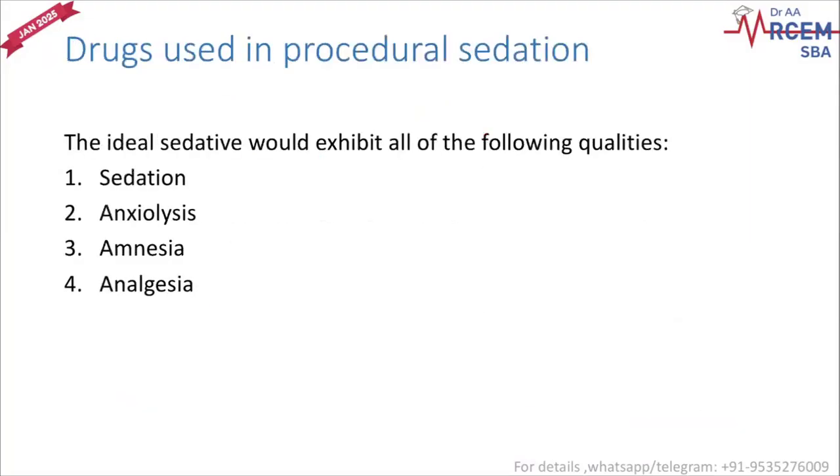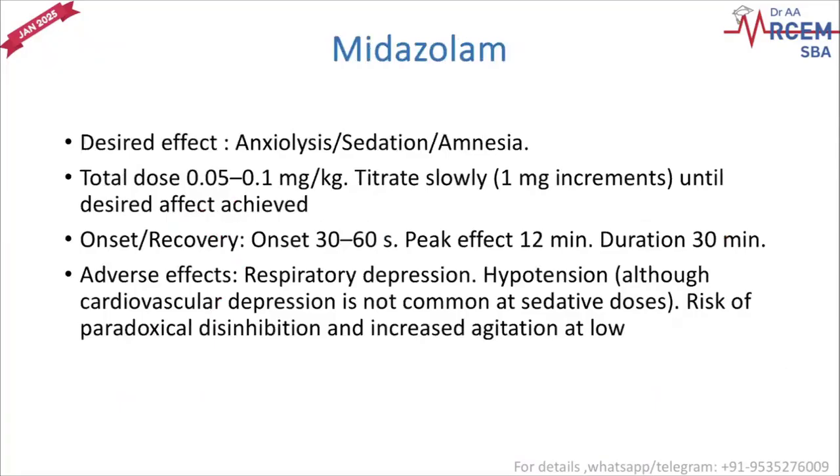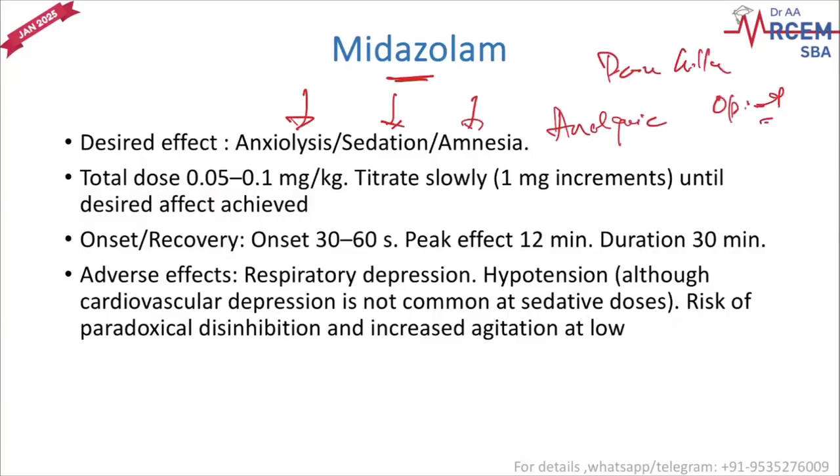Drugs used in procedural sedation should ideally have all 4 characteristics. It should be a sedative, making the patient a little bit drowsy, and anxiolytic. It should cause amnesia, so the patient shouldn't remember the procedure that is happening, and it should have a painkiller effect, that is an analgesic effect. So what are the preferred drugs, or what are the drugs we usually use? Midazolam. Midazolam is an anxiolytic, sedative, amnesic, but it doesn't have any analgesic effect. So you need to use a painkiller along with it, usually an opioid.